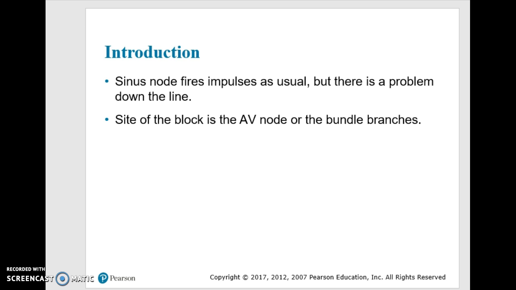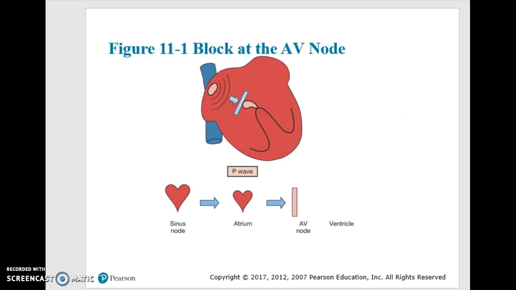So remembering that pathway is super important when we're determining the rhythm strips. So let's talk about the AV node and the AV block. What we first need to know is, what is an AV block? What exactly is happening? When we look at this figure, you'll see here, this is the sinus node.